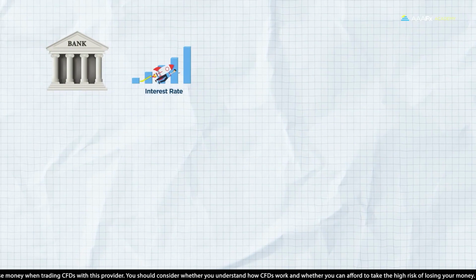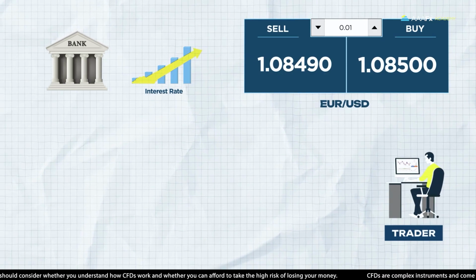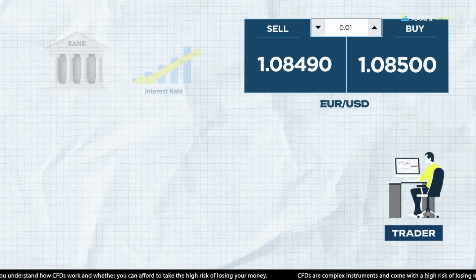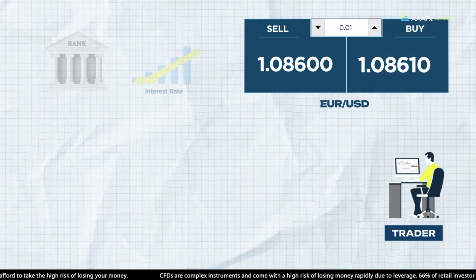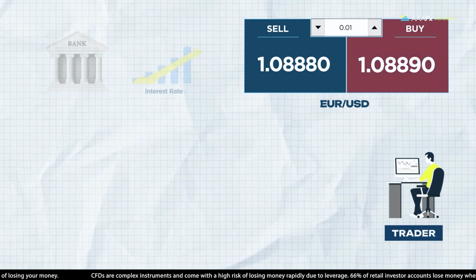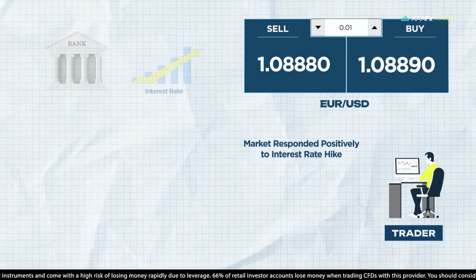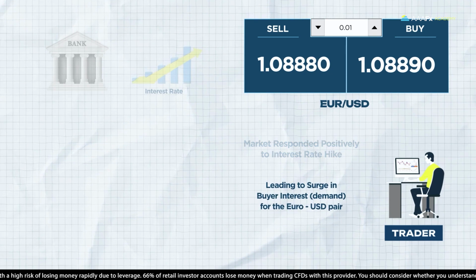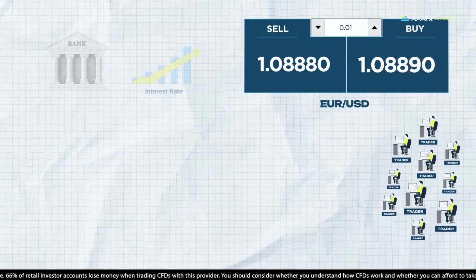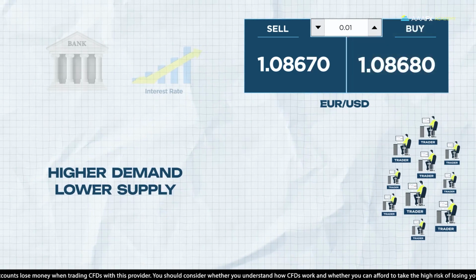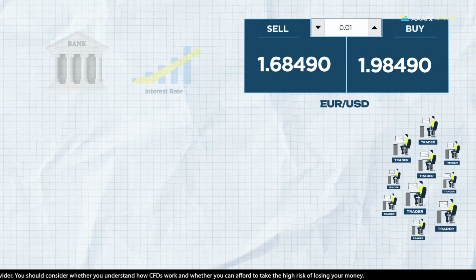To give you a clearer picture, let's look at a real-world example. Imagine the European Central Bank announces a decision to increase interest rates, making Euro-USD a highly sought-after currency pair for trading. This decision sets off a chain reaction, causing fluctuations in the prices of Euro currency pairs, driven by the dynamics of supply and demand in the Forex market. Initially, the market responded positively to the interest rate hike, leading to a surge in buyer interest, demand, for the Euro-USD pair. More traders flock in to buy, resulting in a higher demand and a relatively lower supply. As a consequence, the price of Euro-USD starts to rise.